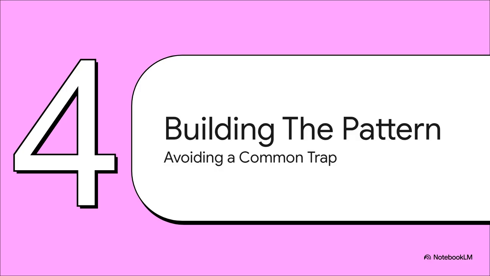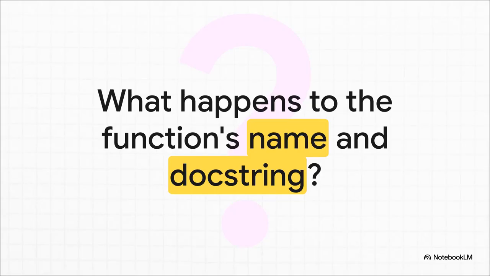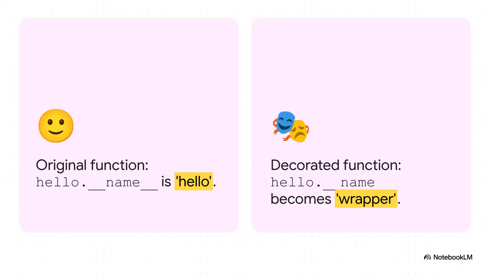Okay, so this pattern is incredibly powerful, but we can't stop here. If we do, we're going to fall into a super common trap, one that causes some major headaches when you're trying to debug your code later. Think about it. We wrapped our original function inside another function called wrapper. So, what happens to our original function's name, its docstring, all that useful stuff? Well, if we actually check, we'll see that our decorated function doesn't think its name is hello anymore. It thinks its name is wrapper.